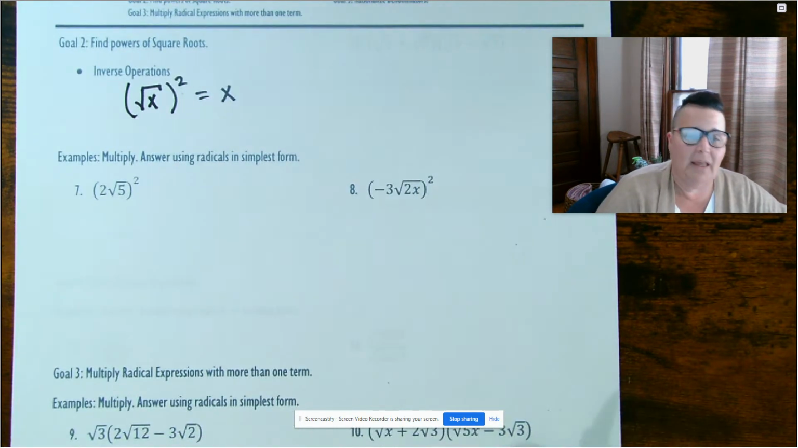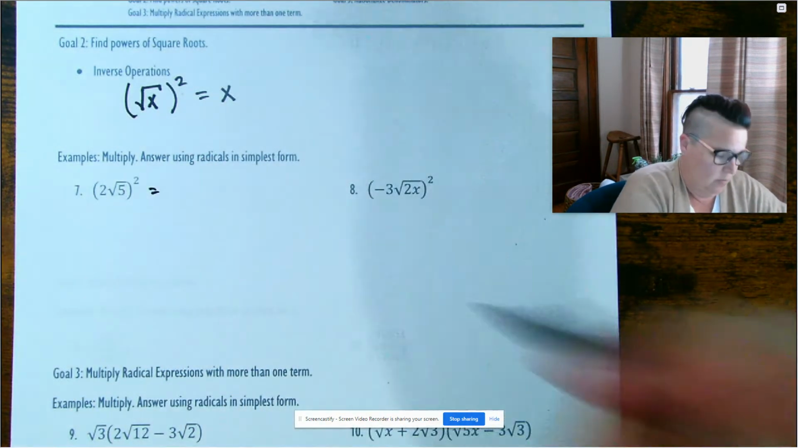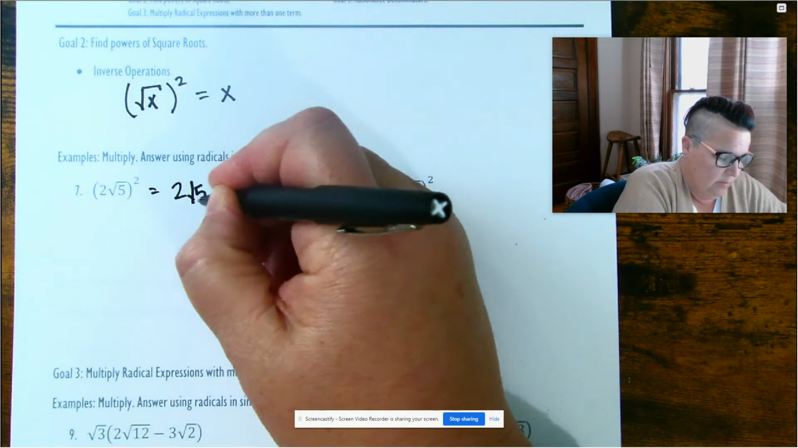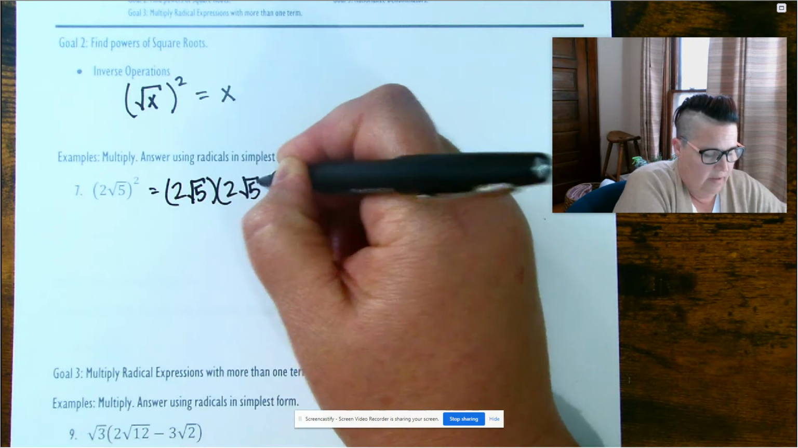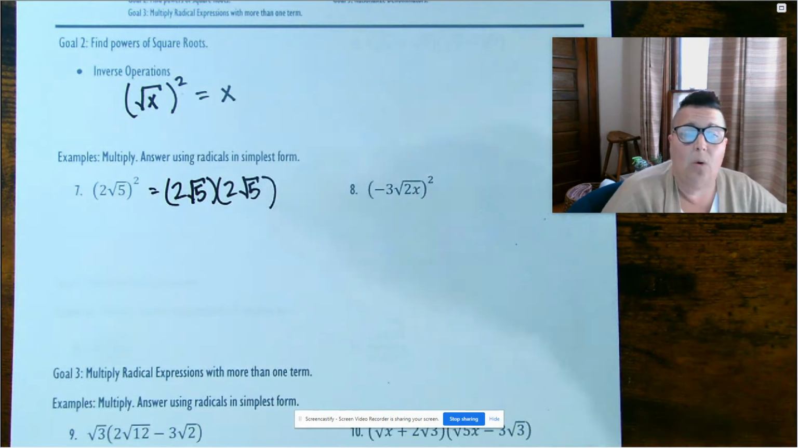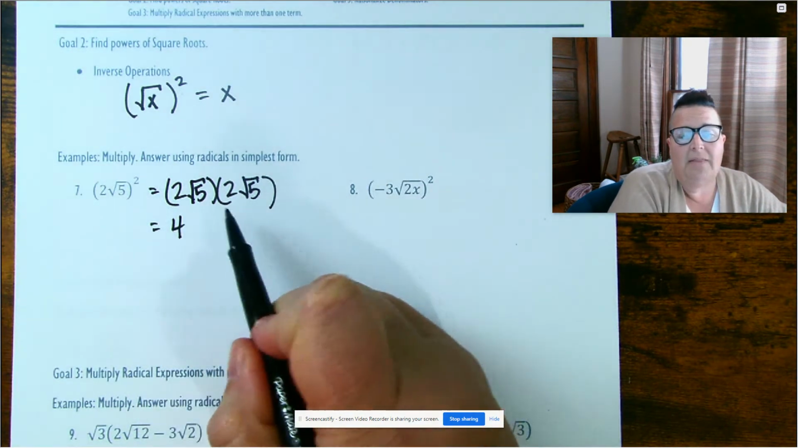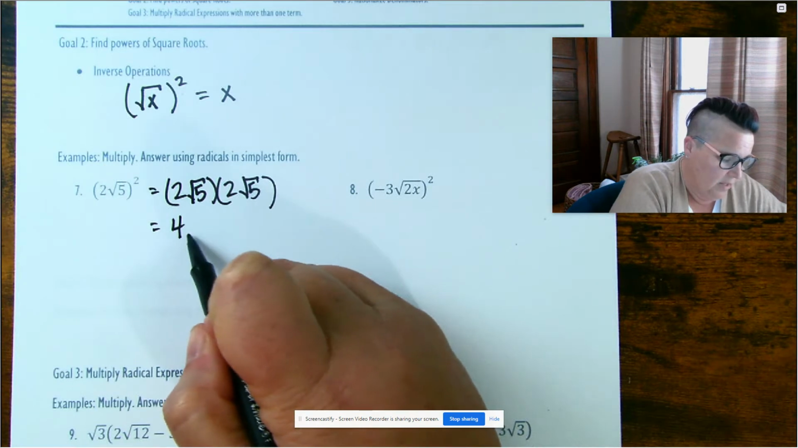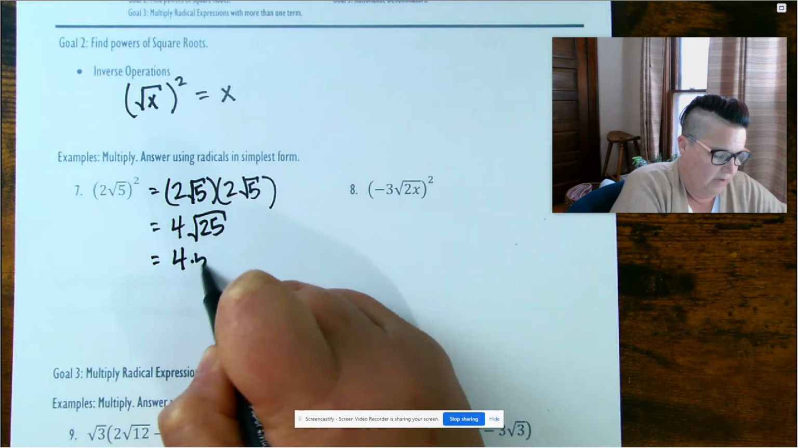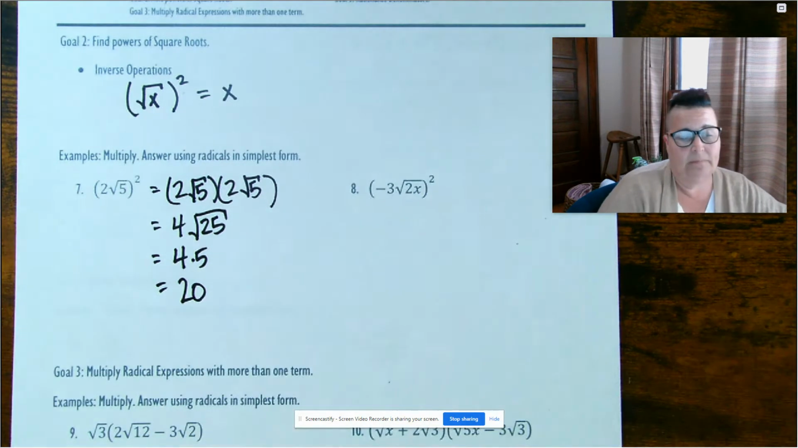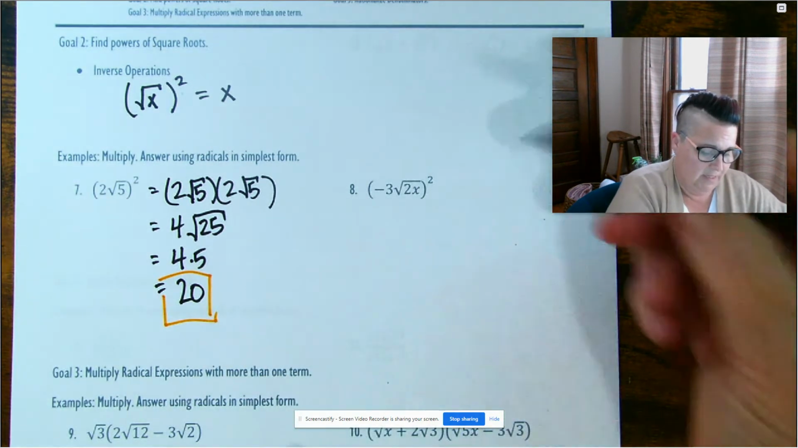So when we multiply 2 times the square root of 5 and square that, if we write it out, this is going to be 2 times the square root of 5 times another 2 times the square root of 5. Seeing it written out like this, we hope that you recognize that this is just going to be 2 times 2, which is 4. And the square root of 5 times the square root of 5 is the square root of 25, which is 5, so 4 times 5, or 20. There we go.